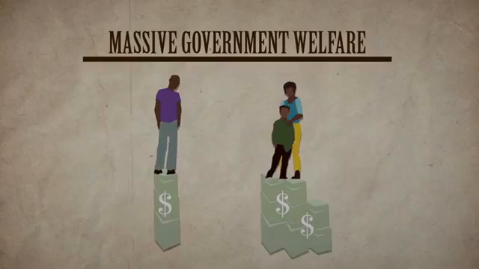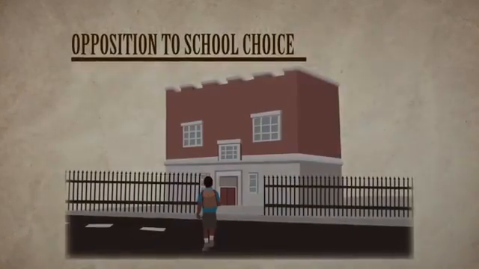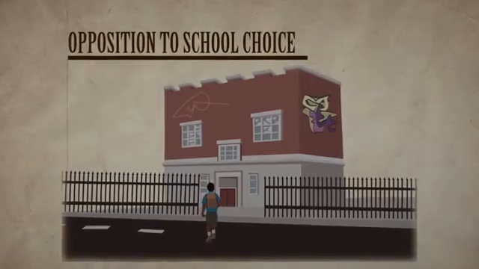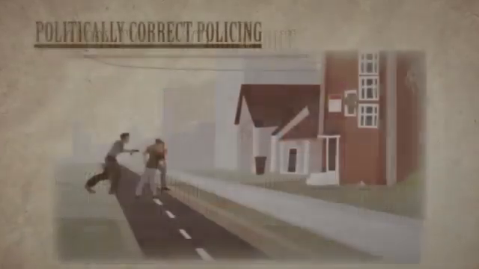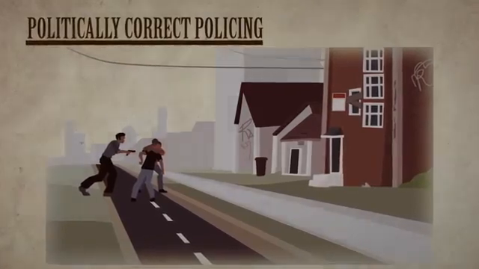Democrats falsely claim that the Republican Party is the villain when in reality it's the failed policies of the Democratic Party that have kept blacks down. Massive government welfare has decimated the black family. Opposition to school choice has kept them trapped in failing schools. Politically correct policing has left black neighborhoods defenseless against violent crime. So when you think about racial equality and civil rights, which political party should come to mind?